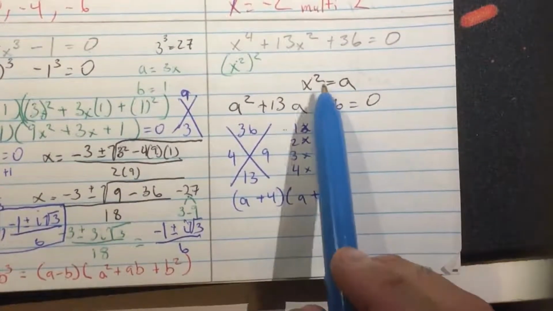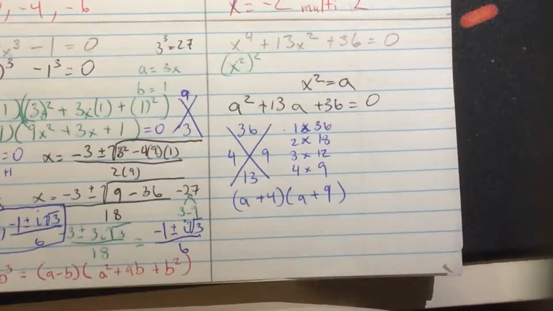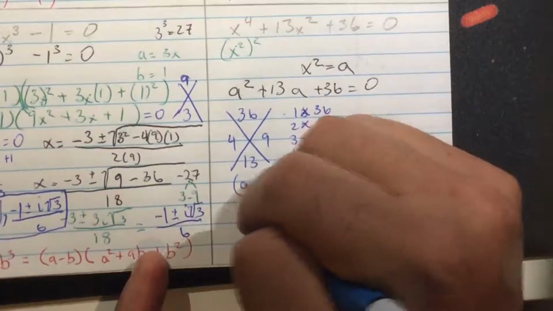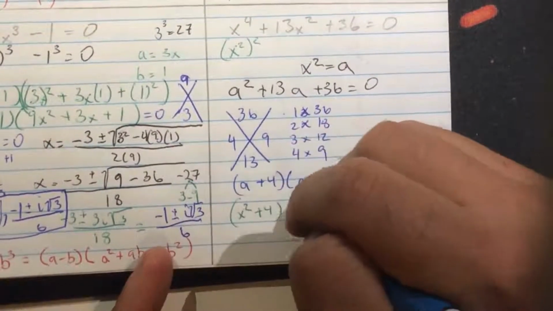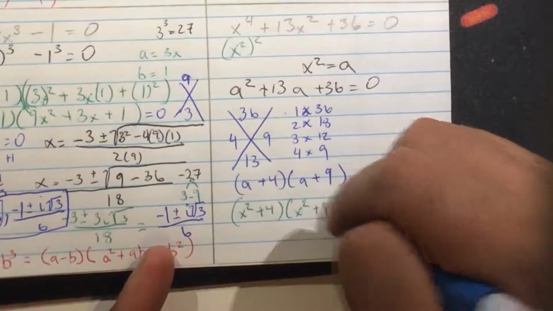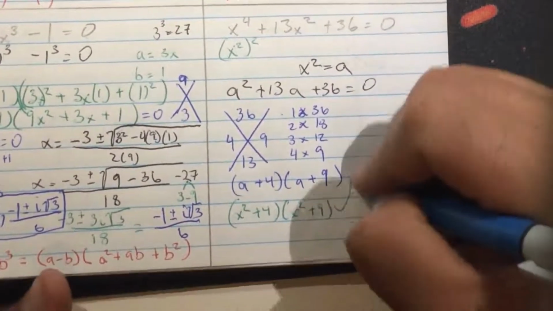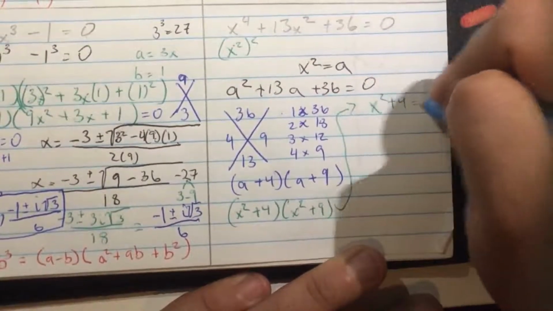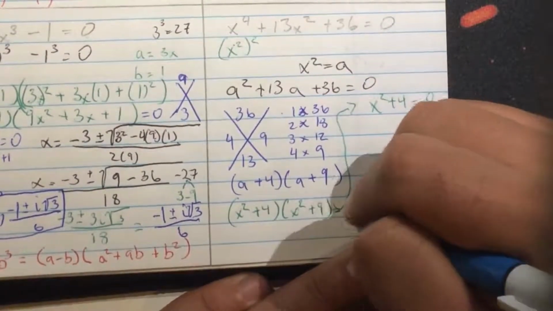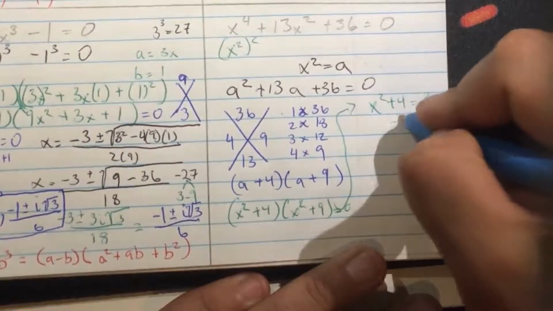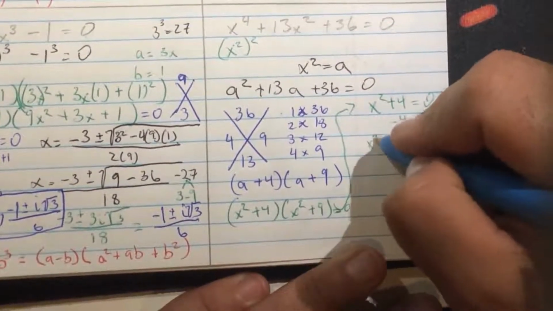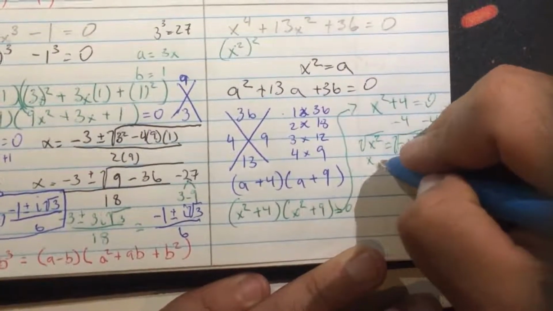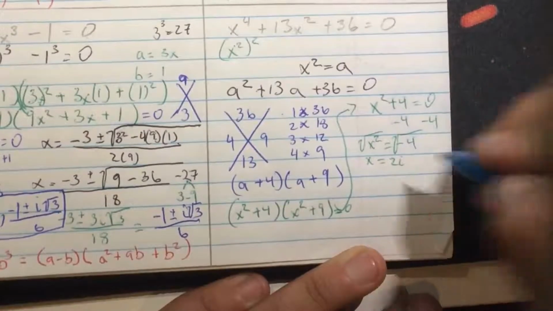But now what we're going to do is substitute this back in. So now we have x squared plus 4 and x squared plus 9. We're going to go ahead here and solve each one. We have x squared plus 4 equals 0, because it's still equal to 0 here. So we subtract 4 from both sides. We get x squared is equal to negative 4. Square root, x is equal to 2i.